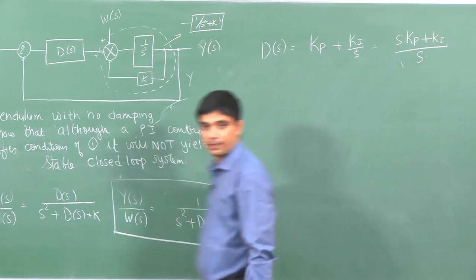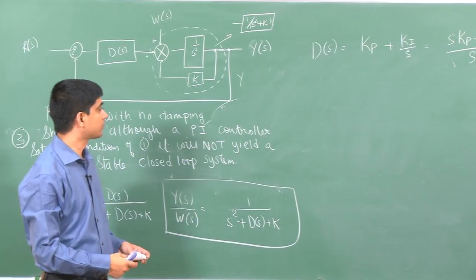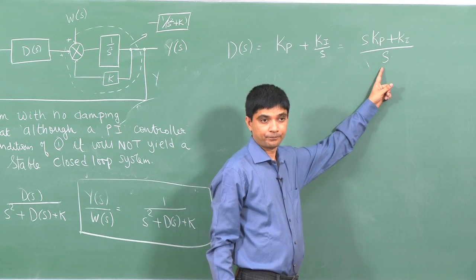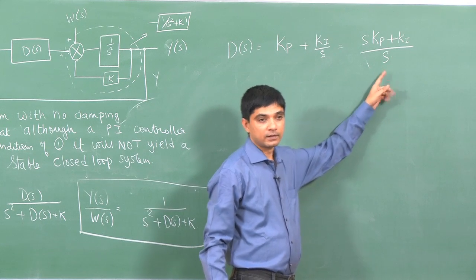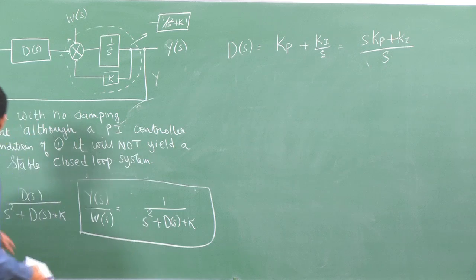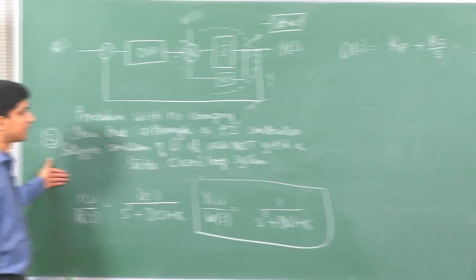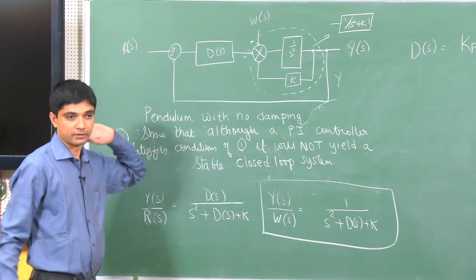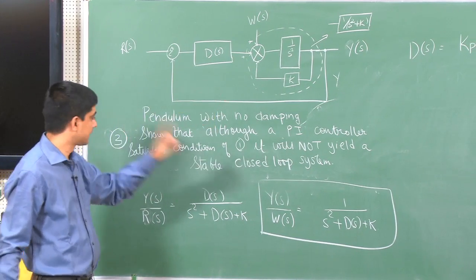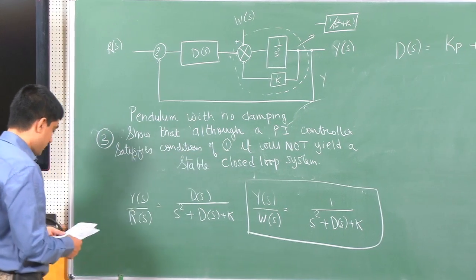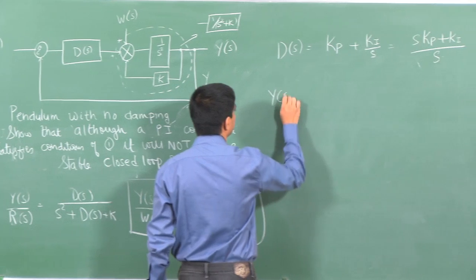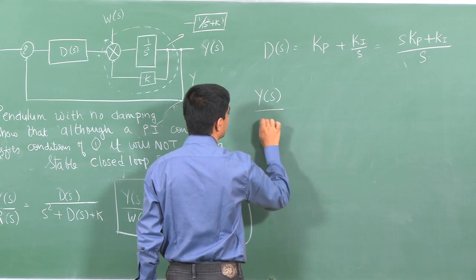So, this satisfies the condition of problem 1 that D should have a pole at the origin. Part 1 of the problem said to find the conditions on D such that the error when the reference is a ramp is a constant. This is satisfied. D satisfies the conditions of part A. Now with this D, let us find out what Y(s), or the transfer function of the system, is.